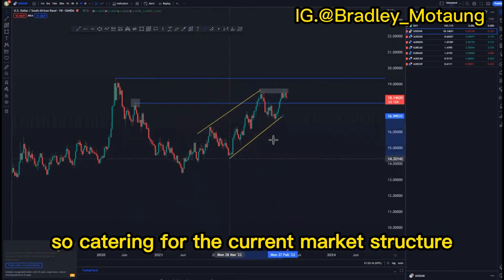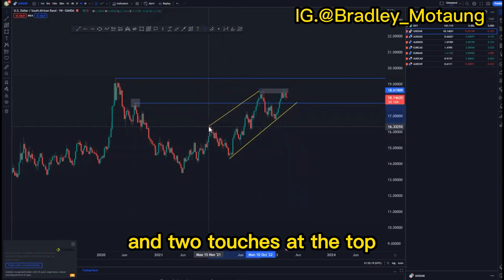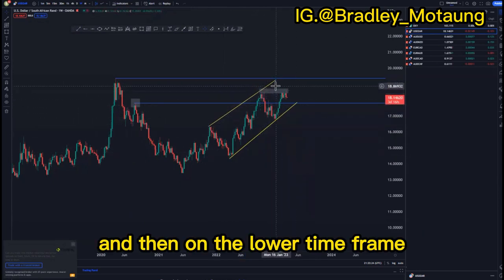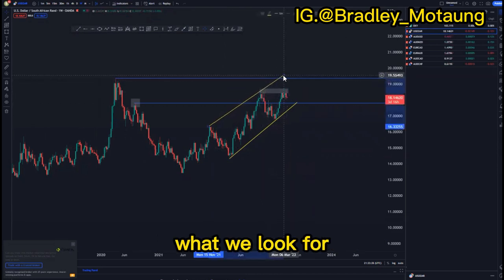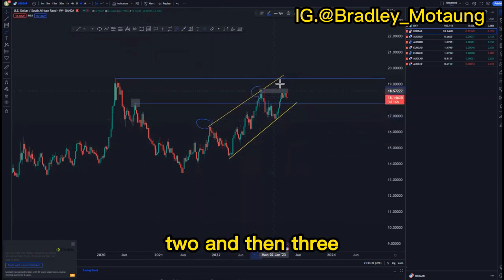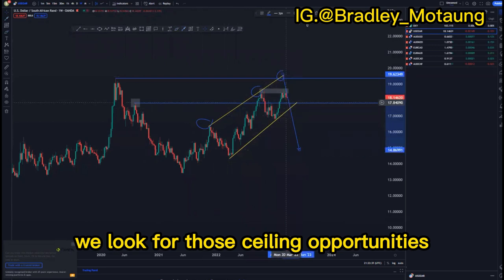This is the area that we can use, catering for the current market structure: two touches at the bottom and two touches at the top. So this is the area that we have currently. And then on the lower time frame, you'll see this as an override, just because initially what we look for is that one, two, and then three.